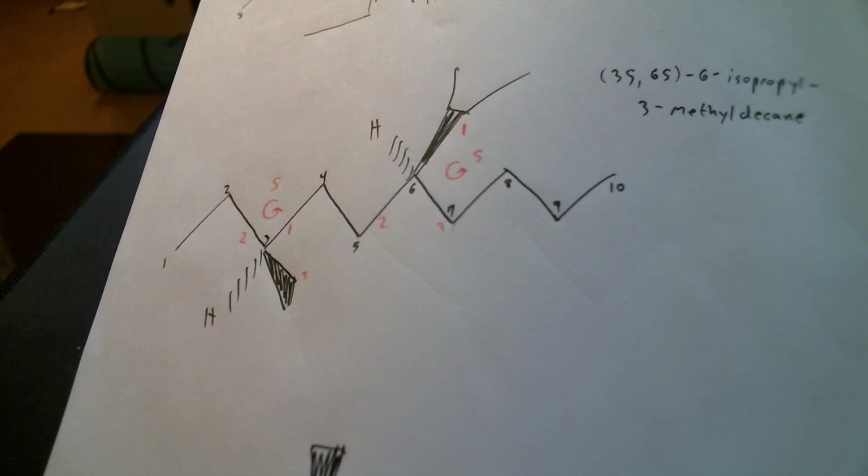We have a counterclockwise rotation, and the low priority is going into the plane, so that's an S configuration. And this molecule is 3S, 6S, 6-isopropyl-3-methyl decane.